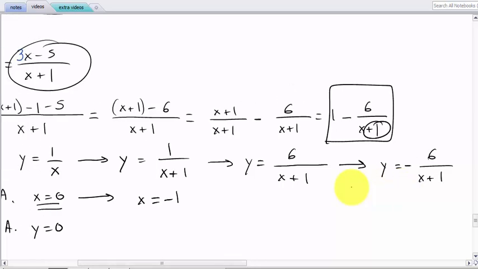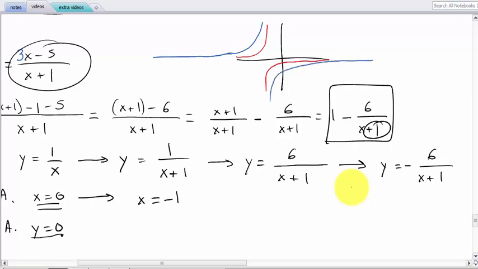These two transformations do not affect the horizontal asymptote, right? Look, here was my x plus 1, so around negative 1 right here. What happened when you multiply by 6? It's just going to stretch it, right? But right here it's going to go a little bit slower towards the x-axis, but you're still going to approach the x-axis. You still have that asymptote, right?